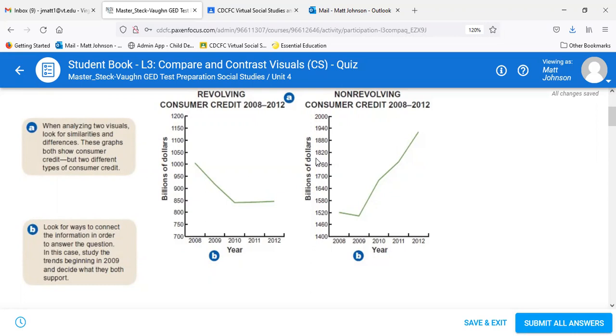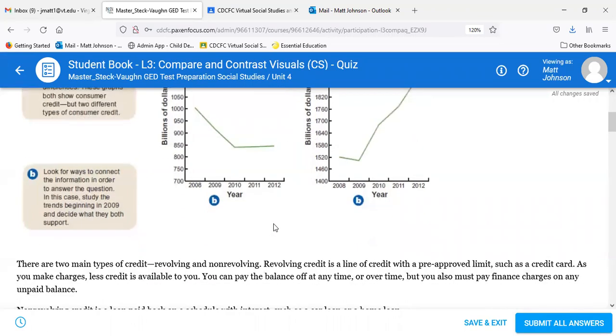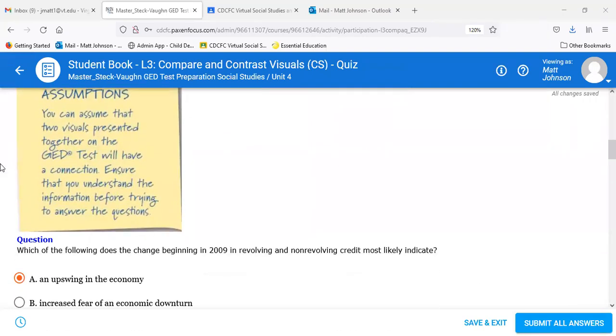Revolving credit is your credit card, you know, you might use for emergency purposes, or if you get a special perk that you use every month, and you pay it off and stuff like that. So that indicates, because we start seeing a little bit of a change in both, that there's an uptick, there's an upswing in the economy. So one is A.